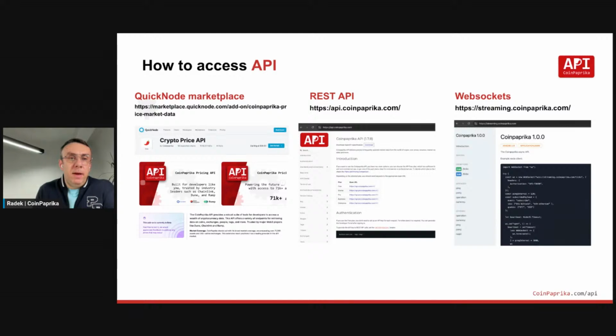How can you access our API? First of all, as we are building at this hackathon, you can find us on the QuickNode Marketplace. But on top of that, we are providing a REST-based API on our website. And for, I would say, the most advanced use cases, we are also providing streaming capabilities.